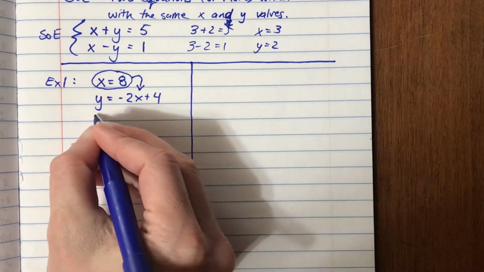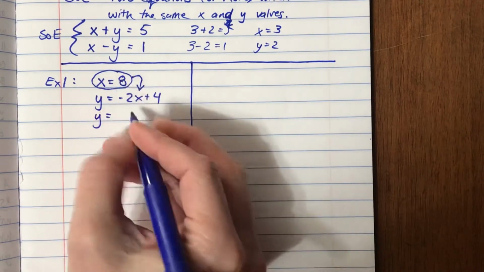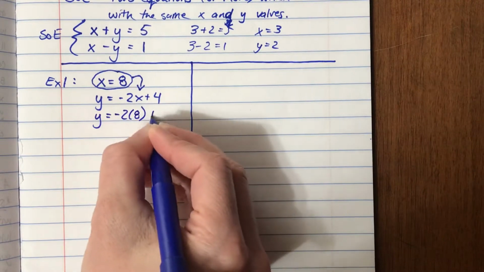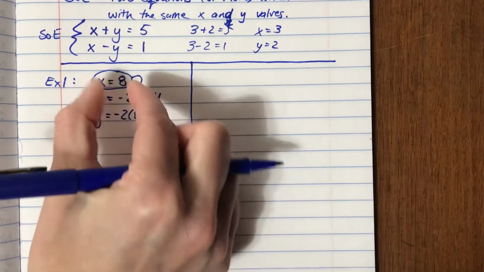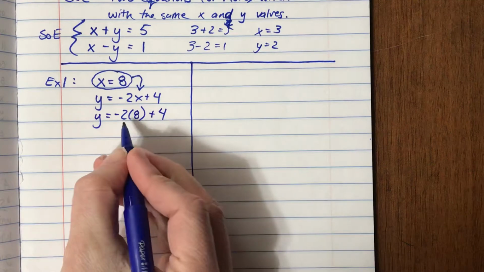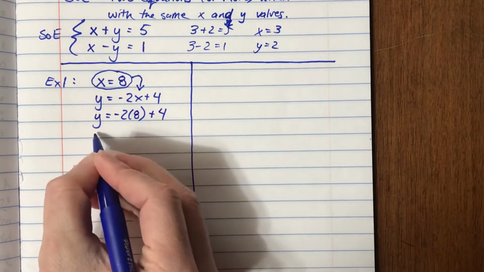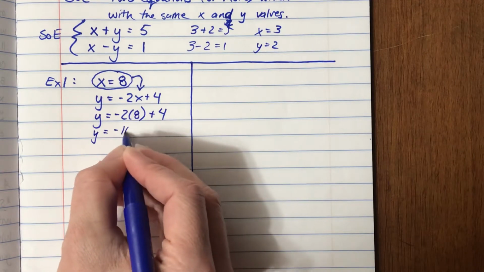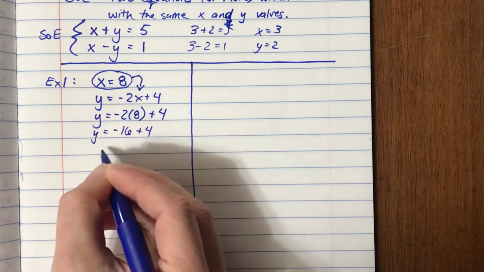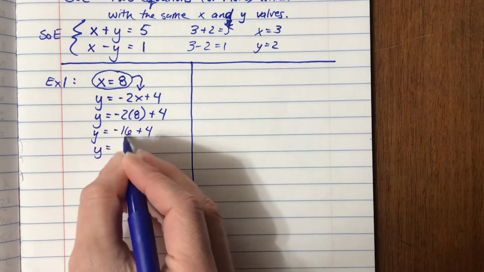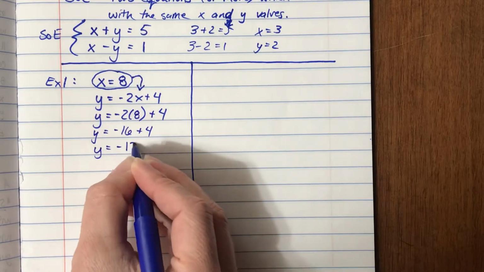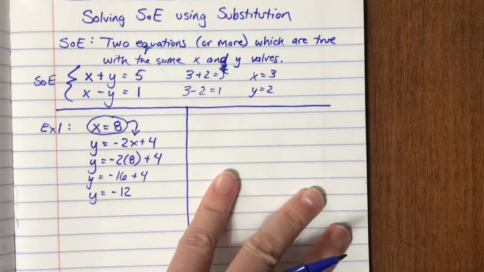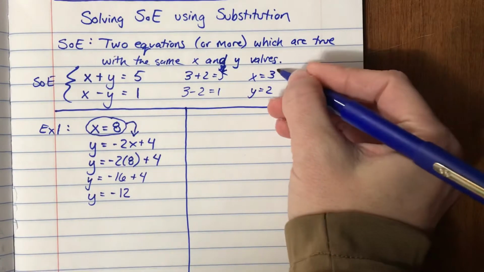So I'm just going to go down to the next line. I'm going to write, well, if this is true, then y is equal to -2 times 8 plus 4. I just plugged that 8, I substituted that 8 right in there. And then here's some math for me to actually work out, right? So y is equal to -2 times 8 is -16 plus 4. And so that must mean that y is equal to -12.